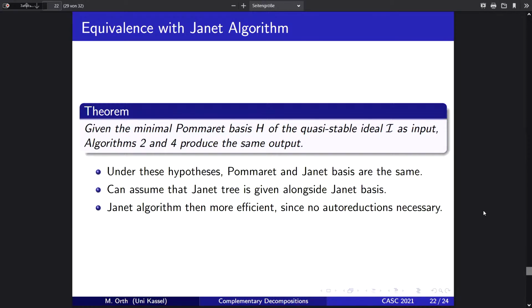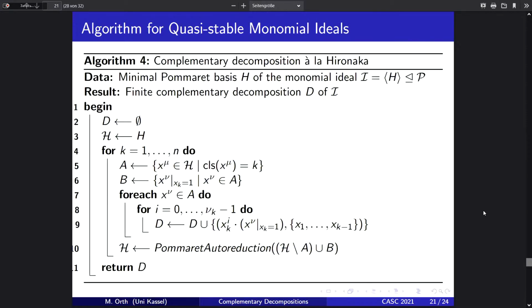Because actually the Pommaret basis and Janet basis are the same in this special case, and we can assume that the Janet tree is given alongside the Janet basis. So then we have to simply perform a traversal of the Janet tree and not have to perform this algorithm, which relies on the auto-reduction procedure.